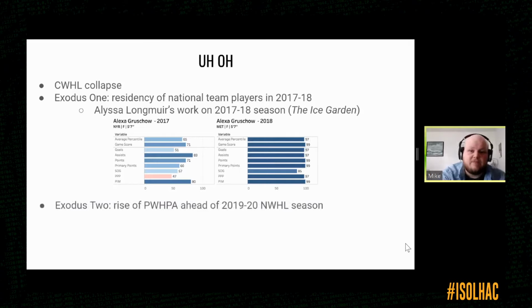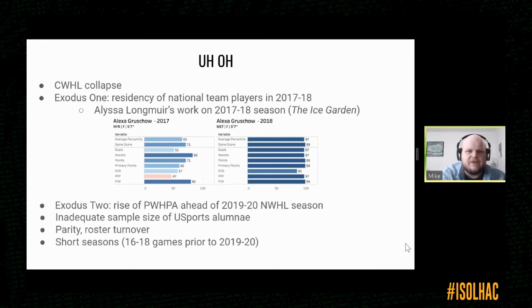And then, of course, this past season, 2019-20, we had this second exodus event. The rise of the Professional Women's Hockey Players Association meant that the vast majority of those national team players and many of the elite players from North America were no longer in the NWHL. So we had, again, a different league. And in the seasons between these 2 exodus events, the majority of those national team players returned, including some new players, players like Kendall Coyne-Schofield. But it's this roller coaster in terms of the level of competition.